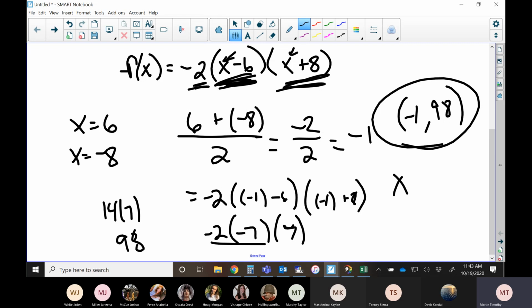Axis of symmetry, x equals -1. Max or min? Ooh, be careful on this one. 98, but what is it? She said it's a max because it's facing down.